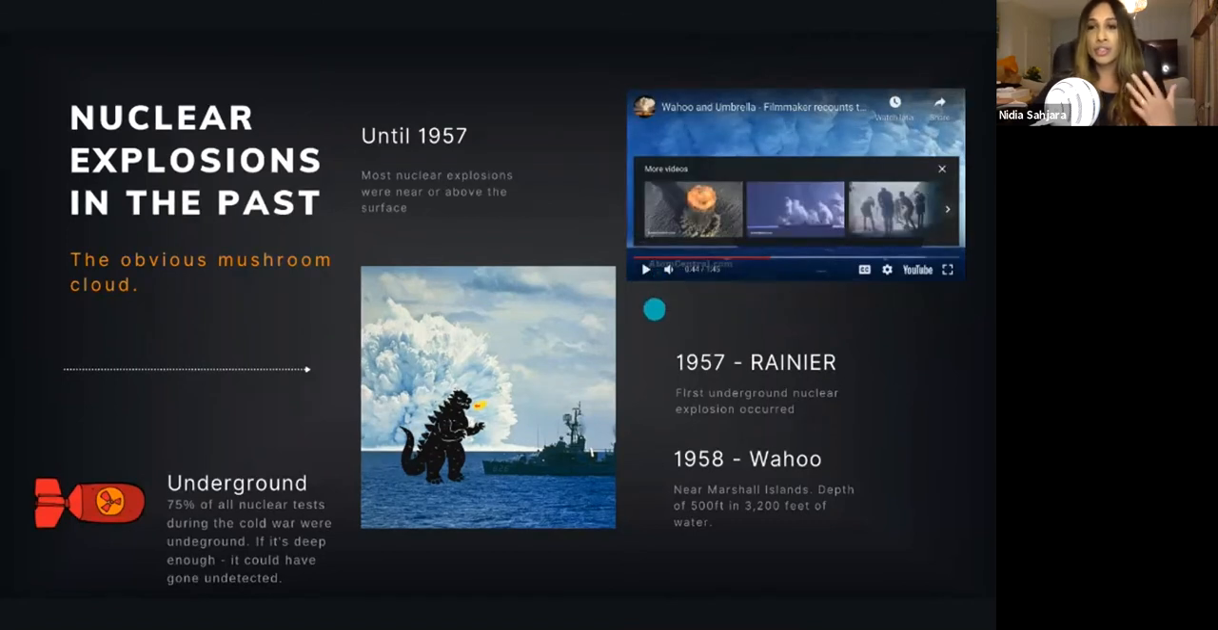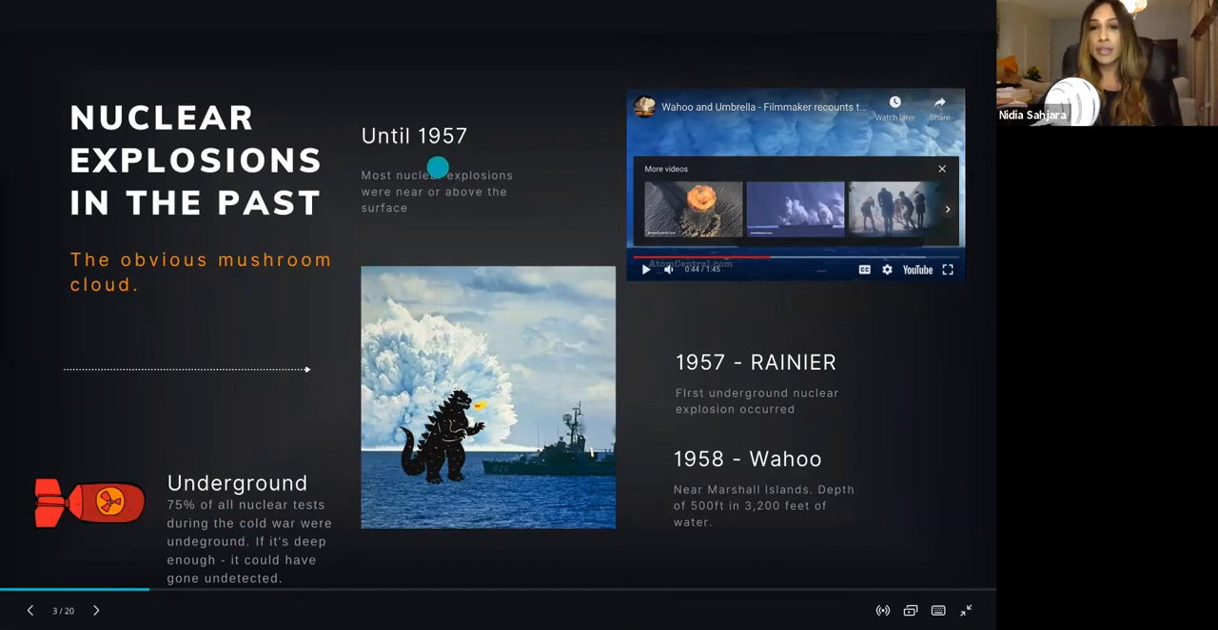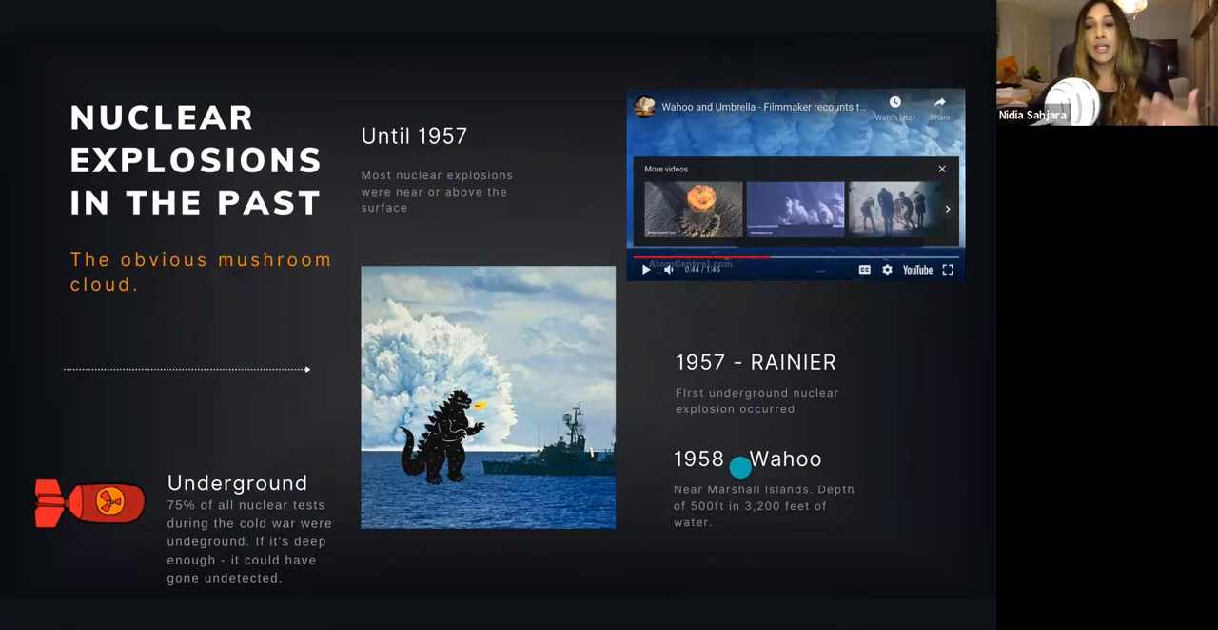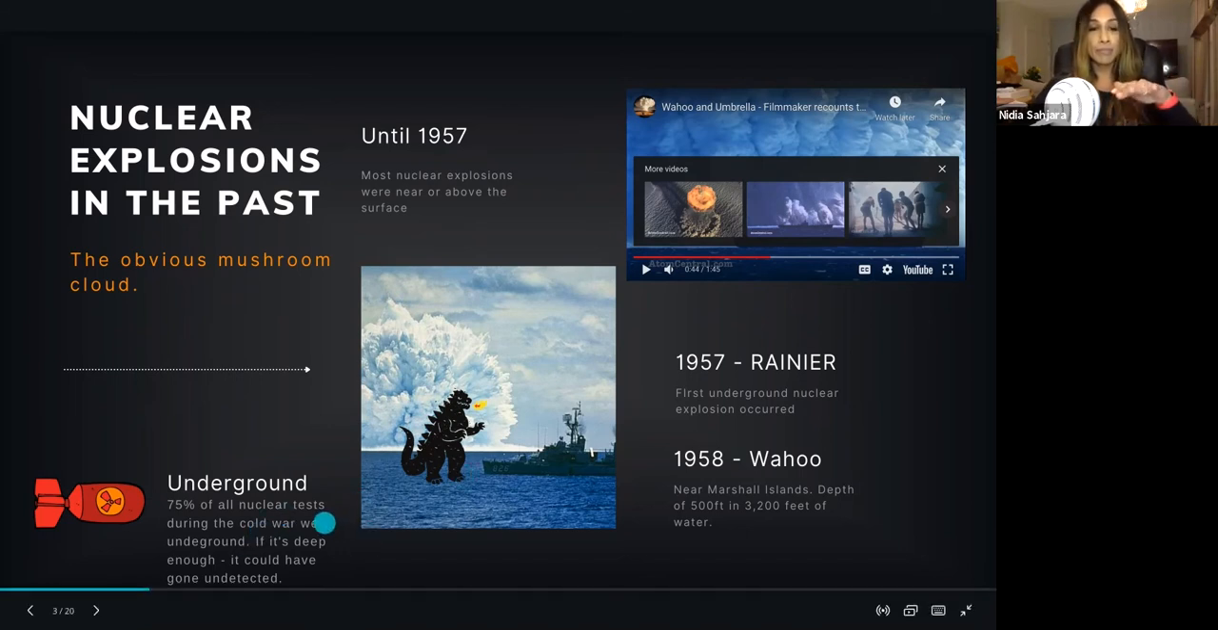If these weapons cause such a huge impact, why do we need to go through all these methods of detection? It's not like a Godzilla movie, because actually a lot of them occur underground. Up until 1957, yes, a lot of them were above surface, but then in the 60s another law was passed, so there weren't as many above ground, it was mostly underground. And during the Cold War, 75% were actually done really deep. And the deeper you go, you can have explosions that are very difficult to detect and almost undetectable depending on where you are on the globe.